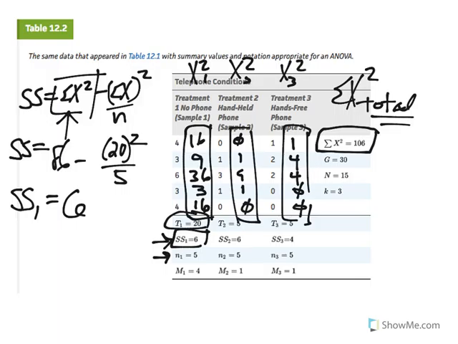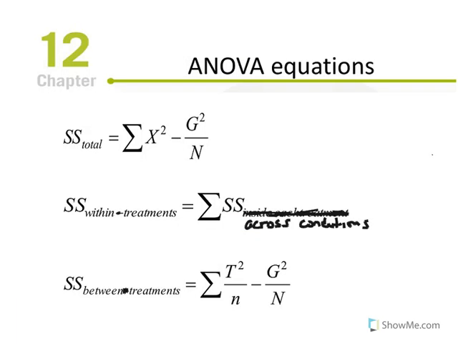Now we're going to look at the equations of how to compute the SS between and the SS within. So here are the ANOVA equations. As indicated previously, we're going to begin by computing the SS for the total study and analyze it in two components, the between and within. So SS total is equal to the sum of x values that have been squared. Again, this is across all conditions.